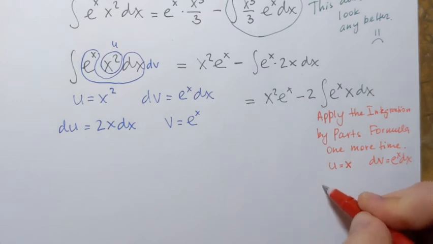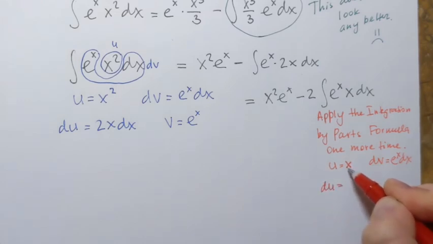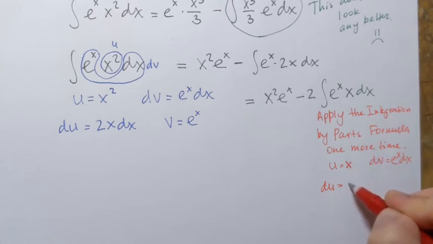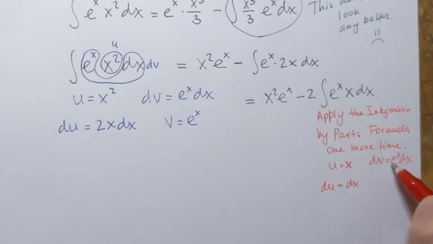Now from here I need to find du. Okay, du is derivative of x dx. Derivative of x is 1, right? So it means that I just am going to have dx. And then if dv is e to the power x dx, then v itself will be antiderivative. So that is, again, e to the power x.